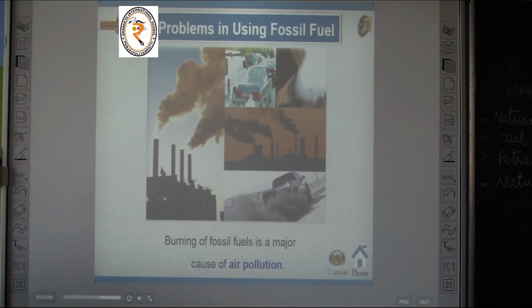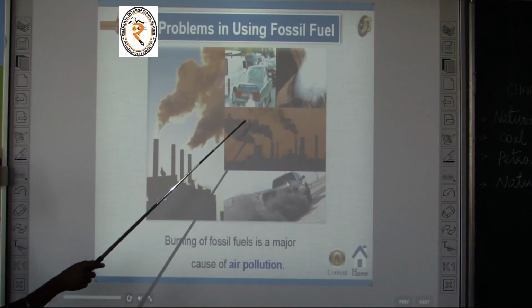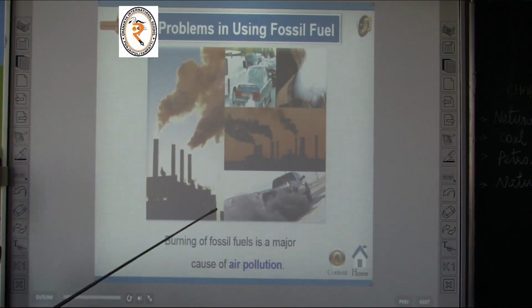Problems in using fossil fuels. What are the problems by using fossil fuels? The burning of fossil fuels is a major cause of air pollution. Why? Because the fossil fuels, look at the picture, they can produce smoke. So it can affect the air. So it can create the air pollution. So burning of fossil fuels is a major cause of air pollution.